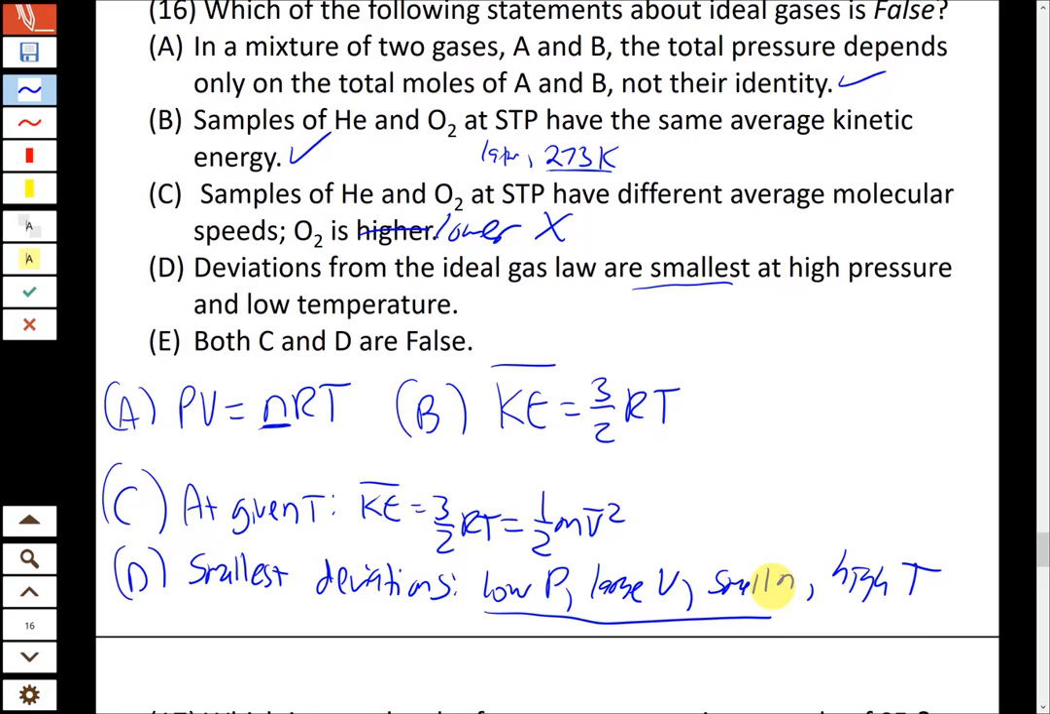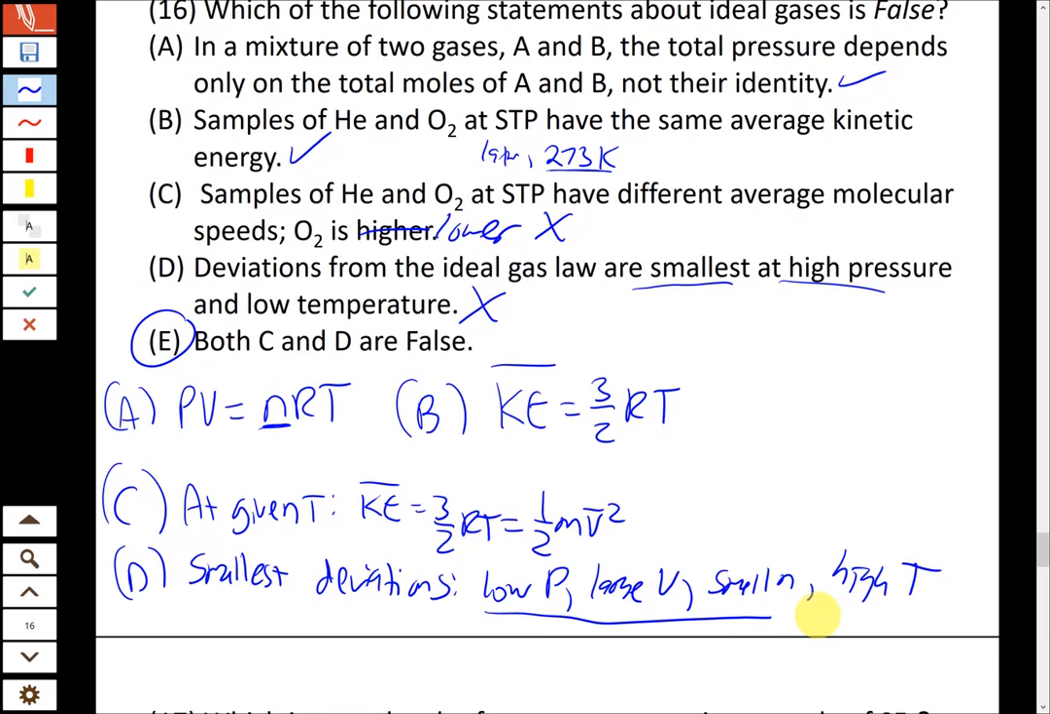So this one says that the deviations are smallest at high pressure and low temperature, which is the opposite of what's true. So that one is also a false statement. So we should pick choice E, which is that both C and D are false. So the smallest deviations occur under these conditions, where you're putting the gas molecules far apart and they're moving as fast as possible. All right, any questions on that?